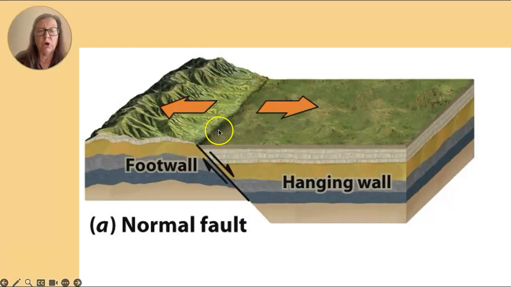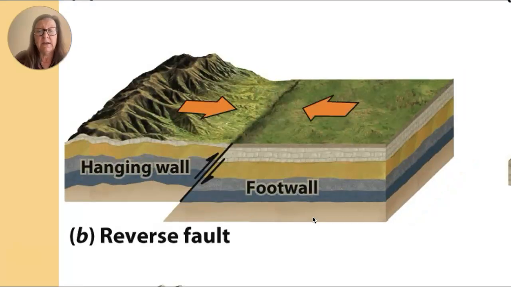And one way to remember normal is if you imagine that this fault surface was actually a hill, and you rolled a ball down it, a ball would naturally roll down the hill because of gravity, right? So normal fault, the hanging wall goes down. That's what gravity would normally do. On the other hand, if we look at a reverse fault, here we have the hanging wall going up, and you wouldn't normally have a ball roll up a hill.